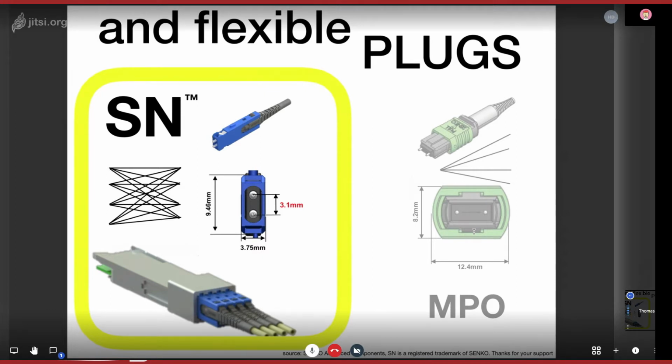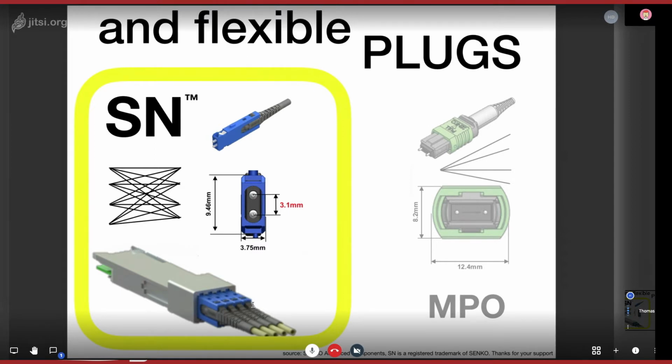But there are new movements ongoing, for example, from SENKO. This type of plug is not standardized yet, but they had a great idea. What SENKO did, they said, hey, we take a type of LC plug. So we take the benefits of an LC duplex, with the nice ferrule of 1.25 millimeters diameter and the simplicity to clean it, but we make it cascadable. And how does this look? It's a cascadable plug.